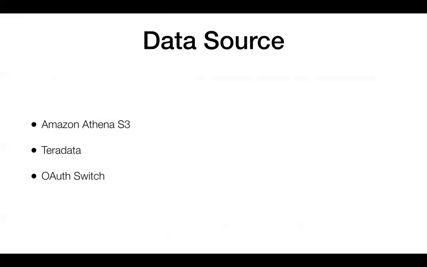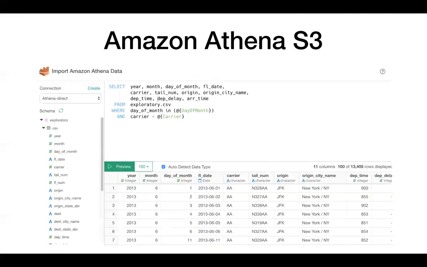And we added Teradata support and also an OAuth switch. OAuth is what you use to access Google Sheets, Google BigQuery, Twitter, and so on. Sometimes you have multiple accounts. Therefore, now you can switch between them to access different entities of the data.